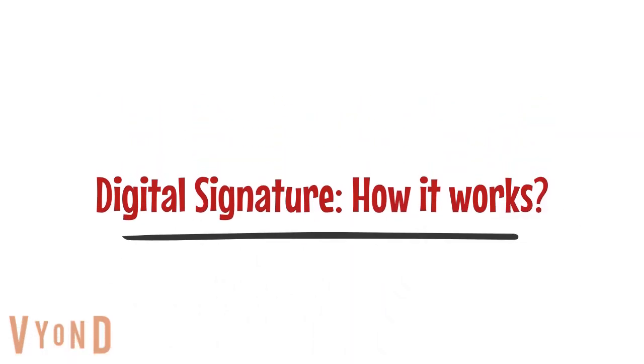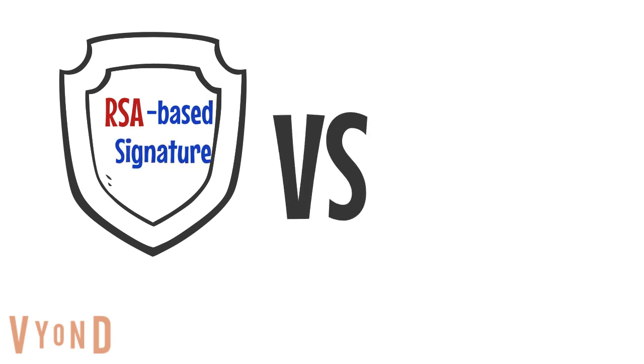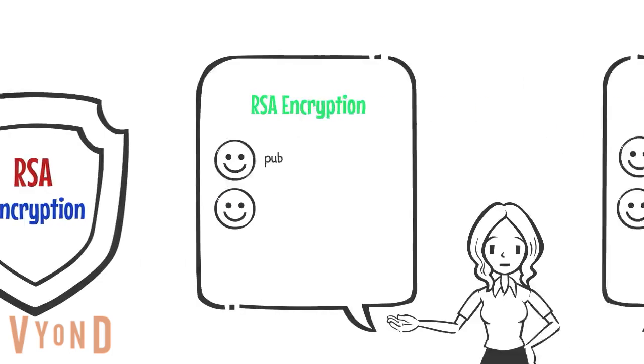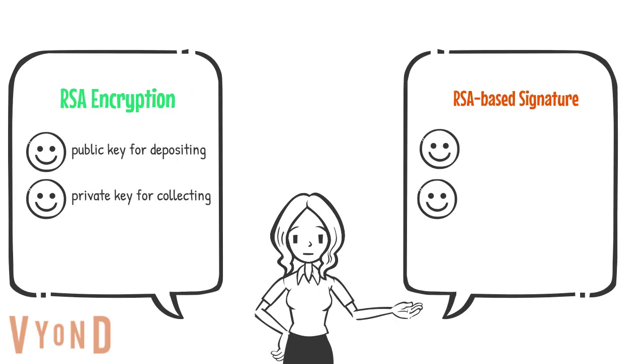How digital signature works. I guess you might have noticed that the RSA-based digital signature and RSA encryption both use the RSA scheme. The difference is RSA encryption uses the public key to deposit messages to a mailbox, and uses the private key to collect messages from the mailbox. While the RSA-based digital signature uses the two keys in an opposite way, which uses the private key to deposit a message and the public key to collect a message.